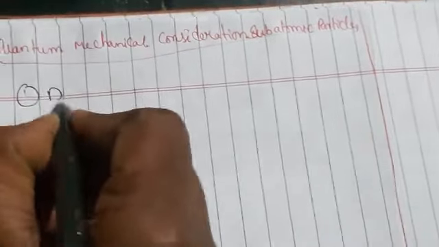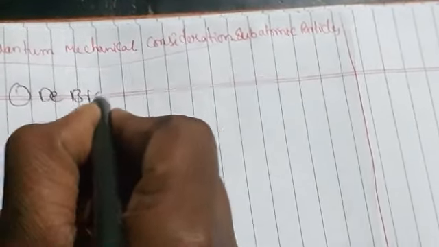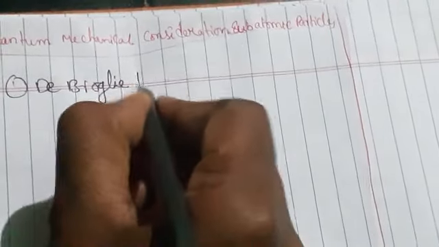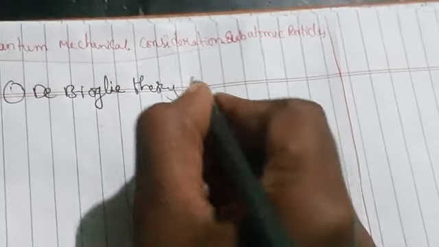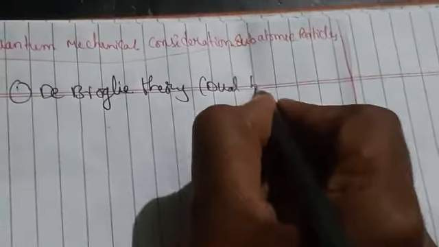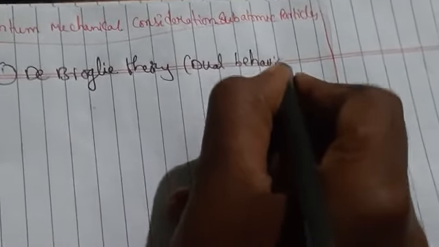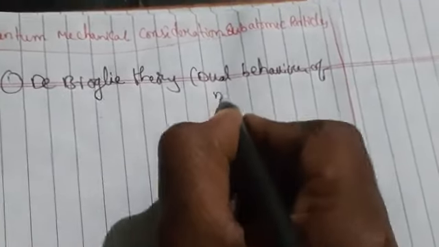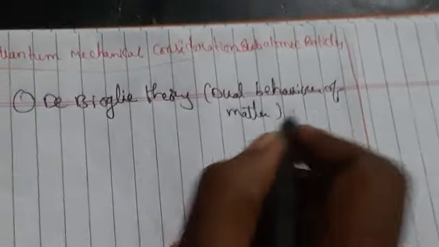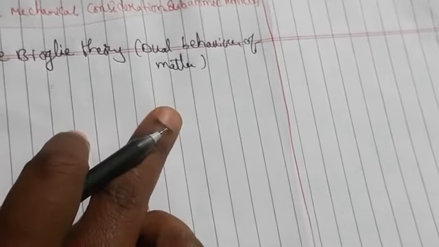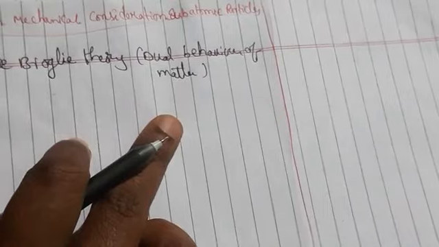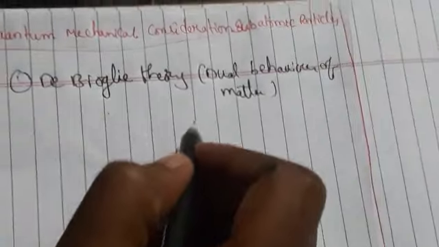Next, let us see de Broglie's theory. Our first model is de Broglie's theory, that is dual behavior of matter. This is the first model he has discussed. So dual behavior means what? We have both wave nature and particle nature. Yes or no? So coming to de Broglie's theory.